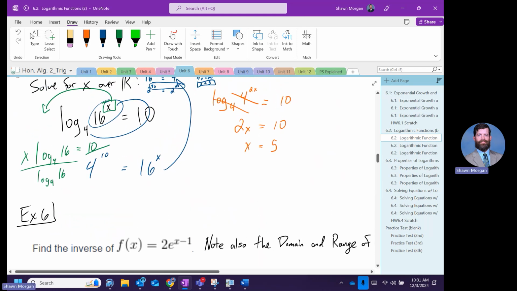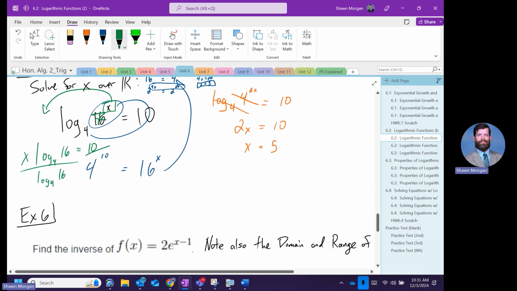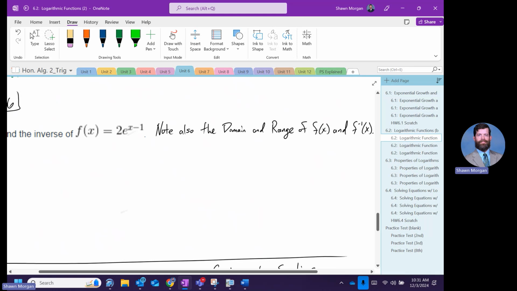So if that 16 was actually a 7, we'd be stuck. You know what I'm saying? Stuff doesn't always work out nice and neat there.